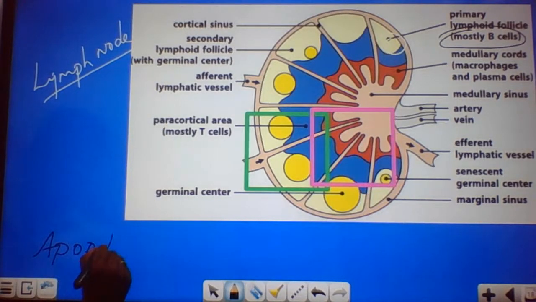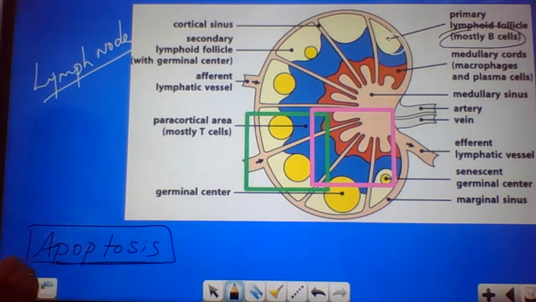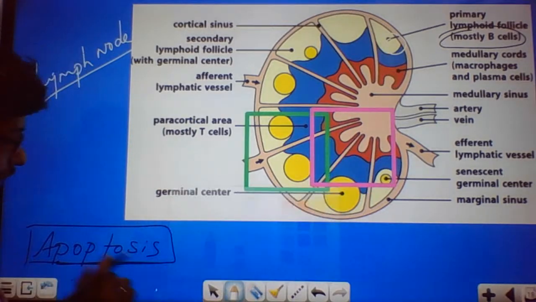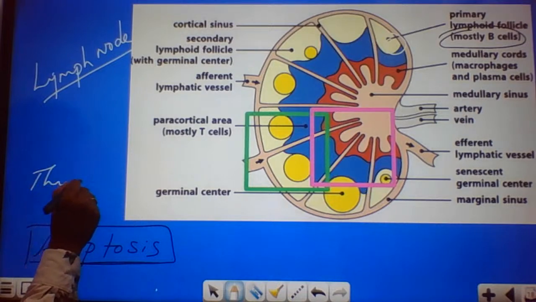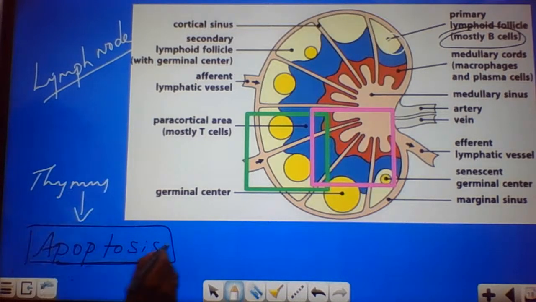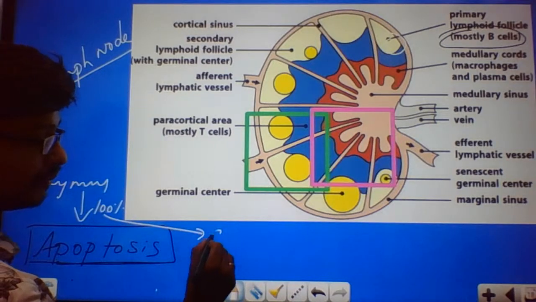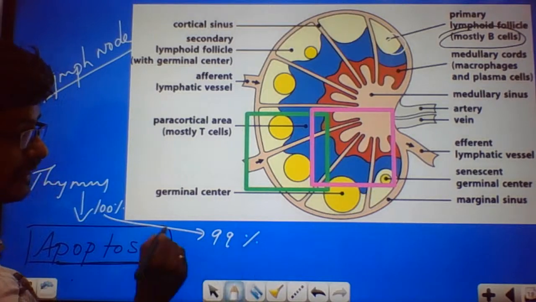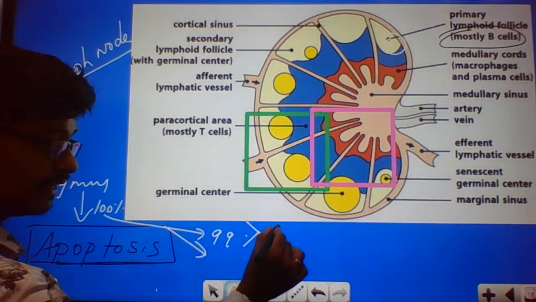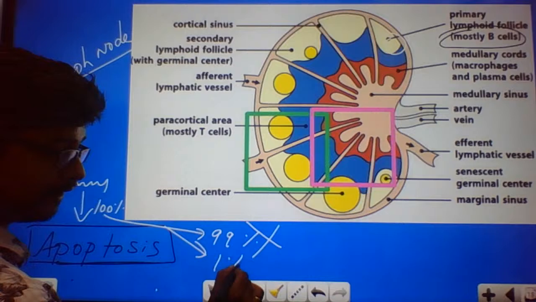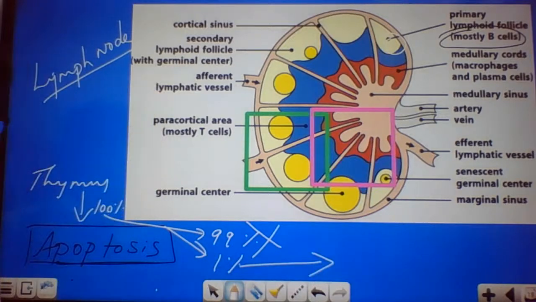Apoptosis is the process which usually occurs in the thymus. In the thymus, for example, 100% of cells, thymocytes, are produced. What happens in this 100%? 99% of the thymocytes are getting destroyed in the thymus itself. The remaining 1% alone will be coming out for the immune function.